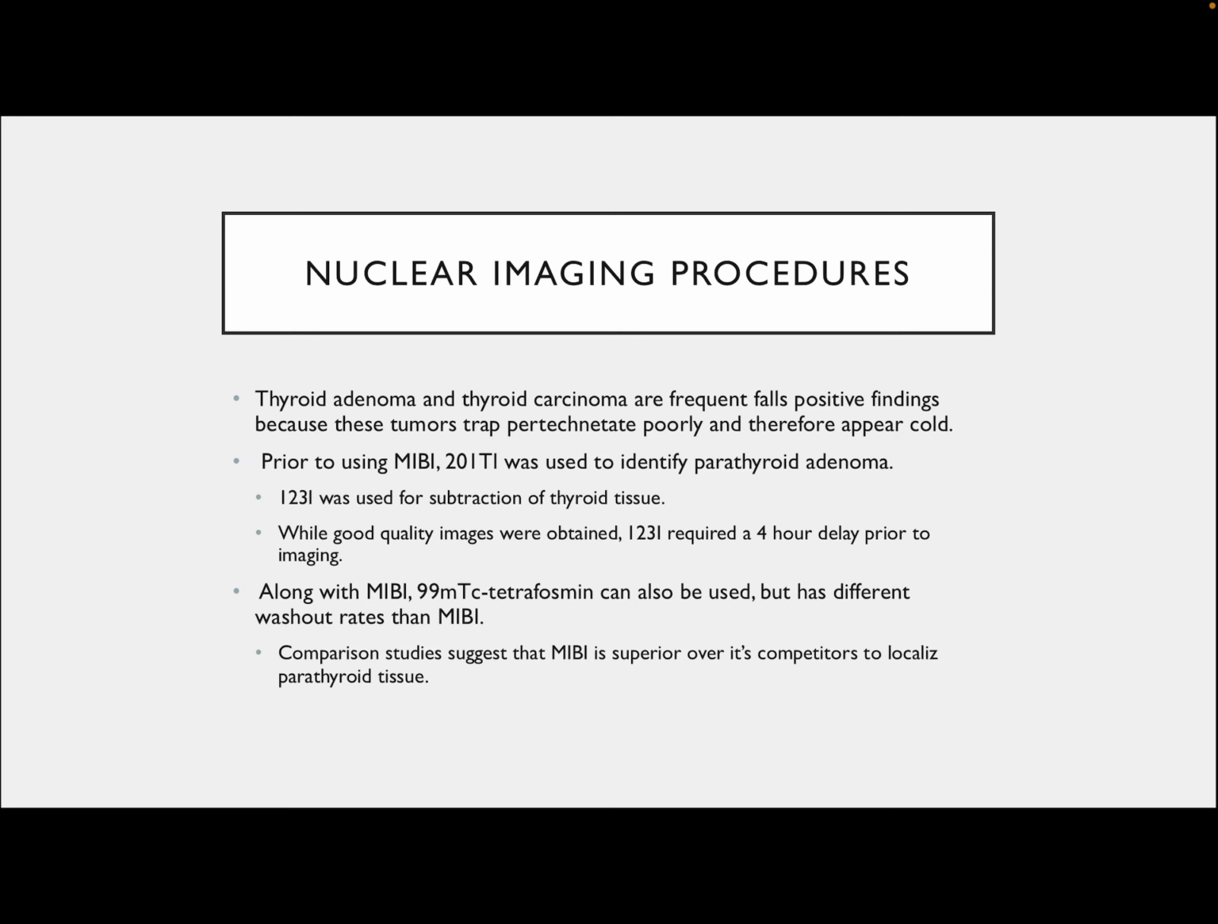Other technetium tracers that were introduced for myocardial perfusion imaging, such as tetrofosmin, have been used in place of MIBI in both the dual tracer and dual phase parathyroid scintigraphy for identifying adenomas. They have extraction efficiencies and washout rates that are slightly different from MIBI. Although they provide satisfactory images, the few comparison studies available suggest that MIBI is superior to its competitors to localize parathyroid adenomas.